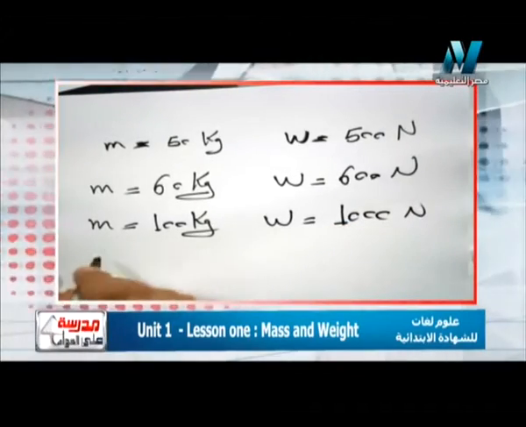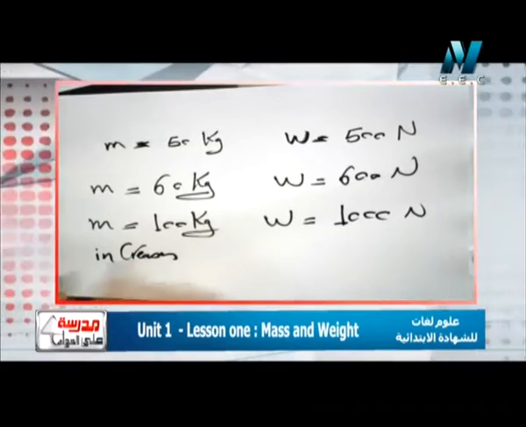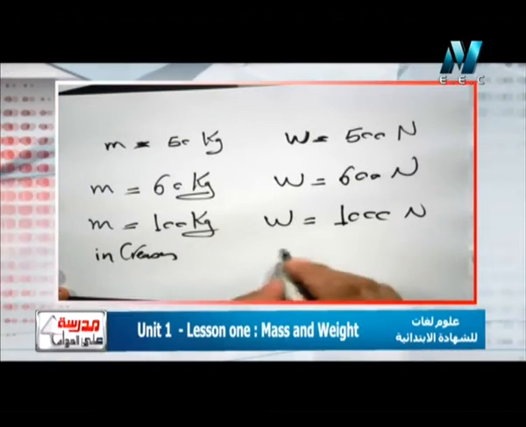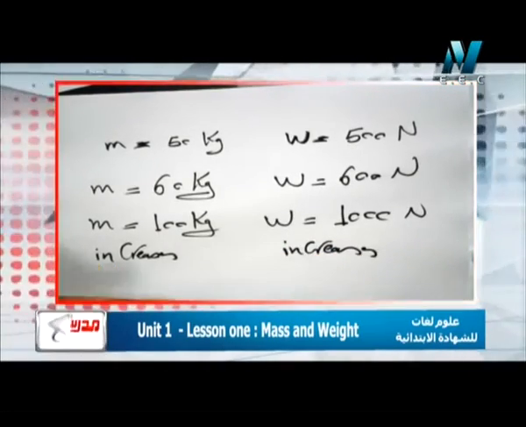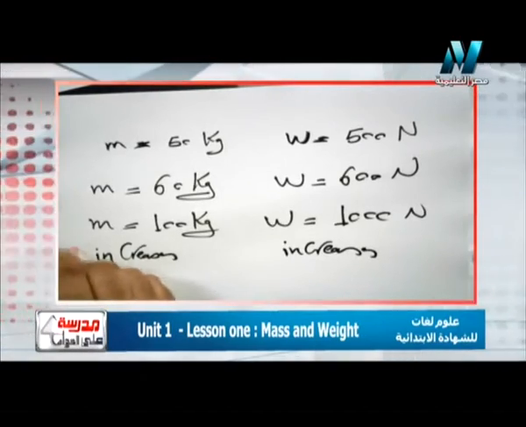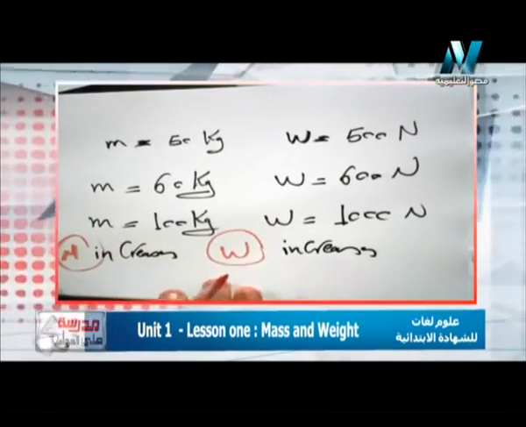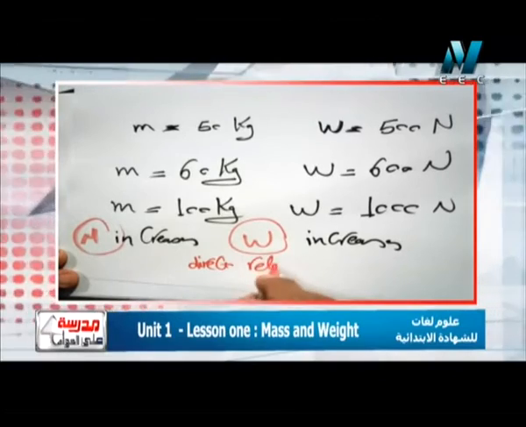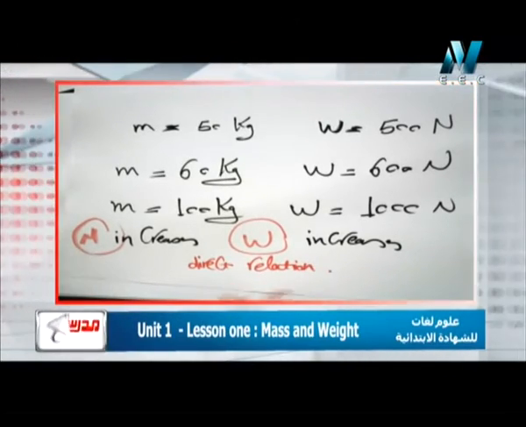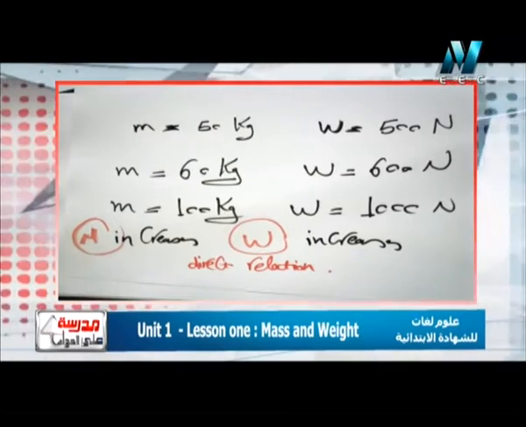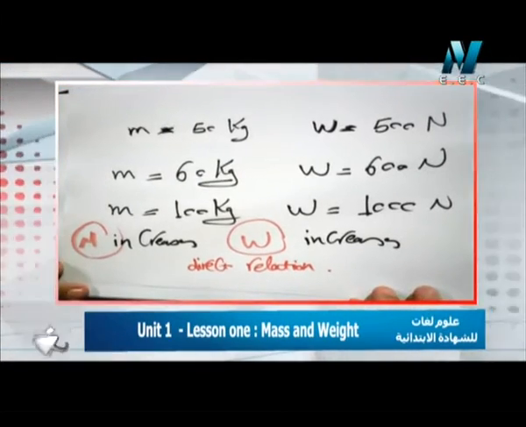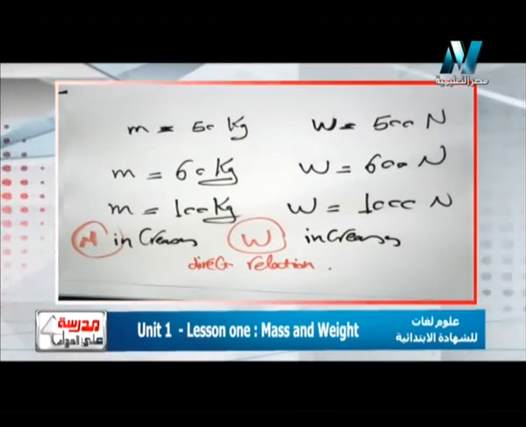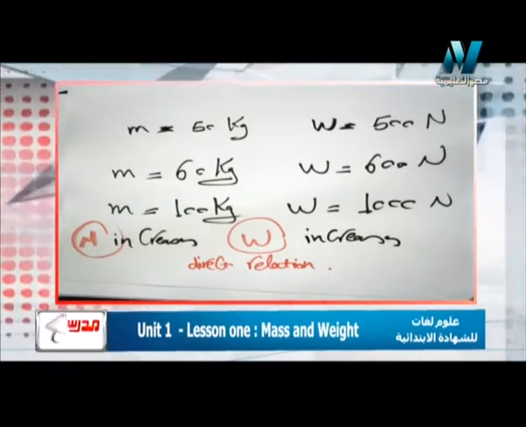So what happened to mass? Mass increases from 50 to 60 to 100. What happened to weight? Weight also increases, from 500, 600 to 1000. So I can say that when mass increases, weight increases. Okay? So the relation between mass and weight is direct relation أو علاقة طردية، يعني الاثنين increase مع بعض. Increase or decrease. Again, the first factor، يبقى أول عامل بيأثر على الويت هو الماس, and the relation between them is direct relation or علاقة طردية.